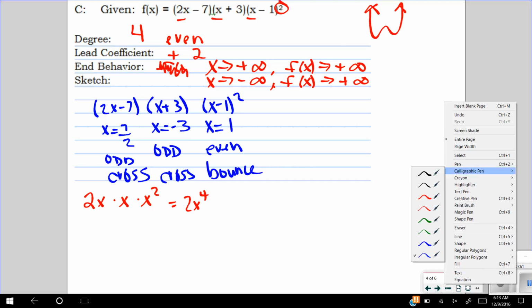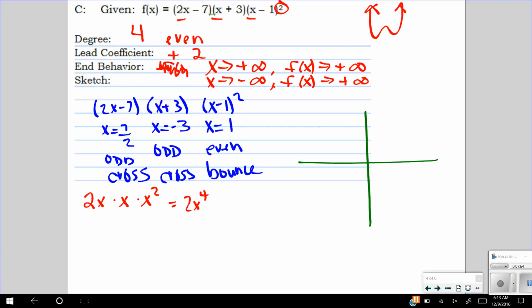So to sketch this, I'm going to start by drawing my zeros. 7/2 is like 3.5, -3, and 1. And I have my sketch up here that I'm going to use to help me. Since I know it has to come from up here, -3 is a cross point. +1 is a bounce point. And we've got to cross through 7/2 to end going upward. So there's a nice sketch right there. Okay.